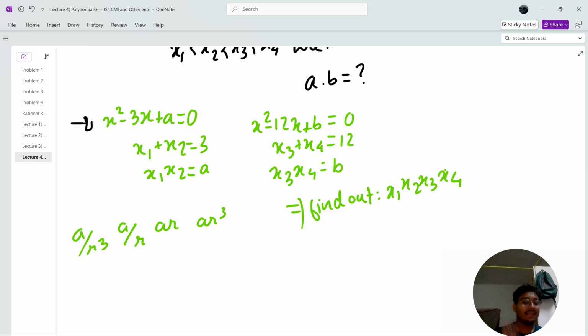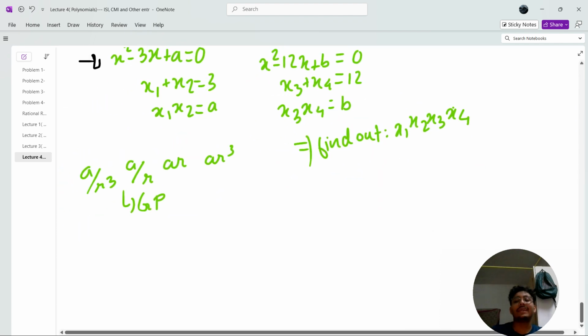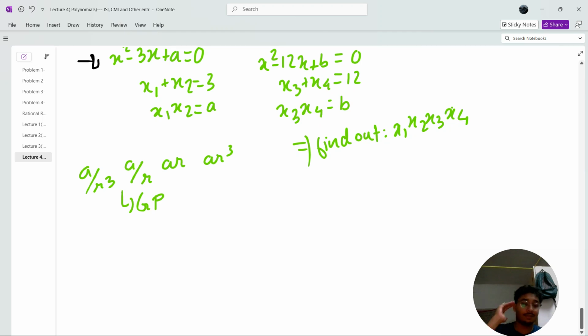A by r by a by r cube, ar by a by r gives me r square again. Now ar cube by ar gives me r square again. This is how we take 4 terms in GP. I will be making you understand when I am doing the sequence and series topic. This is how you take terms. You generally let terms like this when solving a GP question.